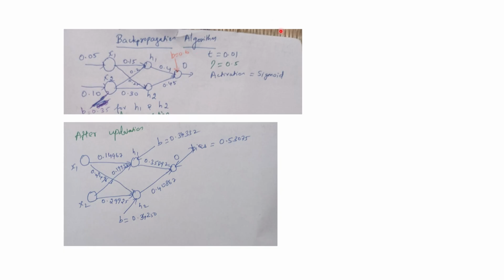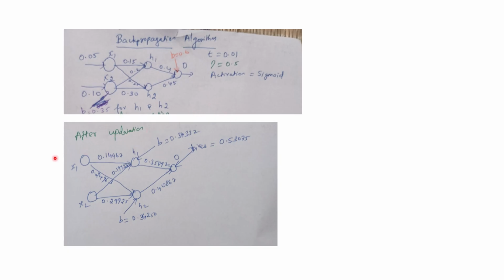Now in this slide, the original problem and the updated weights are given. In the original problem, the weights from x1 to h1 and from x2 to h1 were 0.15 and 0.2. After updating, the revised values we calculated in the previous pages are used. In the same way, all the weights and all the biases are updated. One more thing: there is no change in the inputs x1 and x2, the target, the learning rate and so on. What changes are the updated weights and the updated biases.